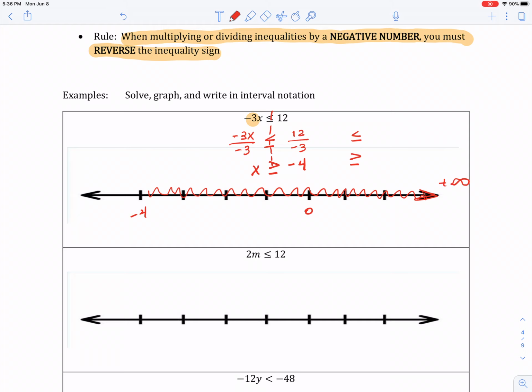And then the question becomes, how do I want to treat this end point back here? Do I want a bracket around that, or do I want a parentheses? And because it says greater than or equal to, I'm going to put a bracket here. So that's my graph. So here's my inequality statement, here's my graph, and now let me put it in interval notation, just sort of following the way the number line graph looks.